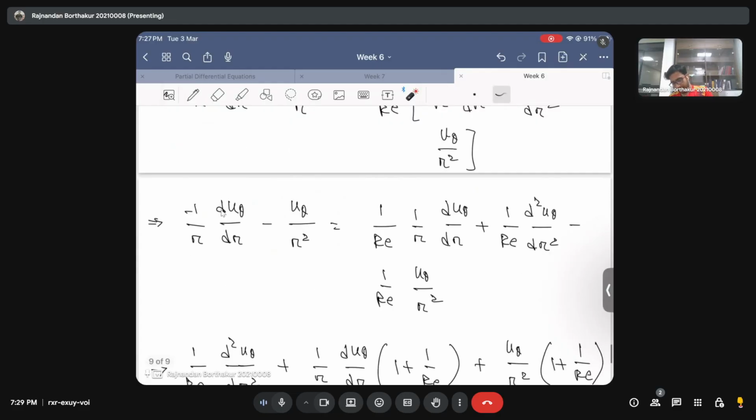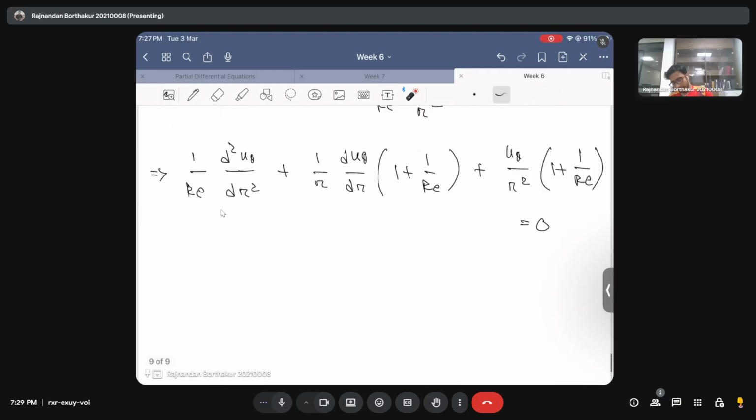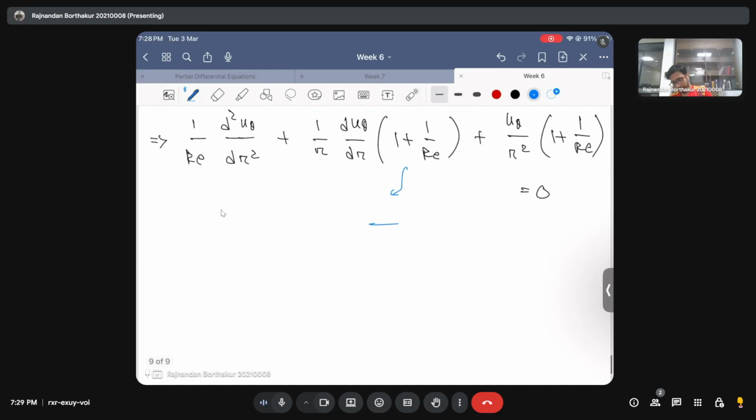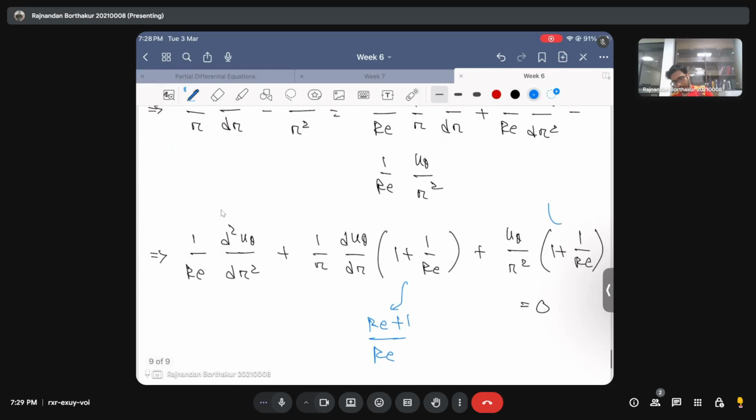So this we get when we take this term to this side and then take u theta by r squared common. Okay, so now what we'll do is this term I can simplify as, if I take Re as the LCM, then I'll get Re plus 1. And this term will also give me Re plus 1 by Re.